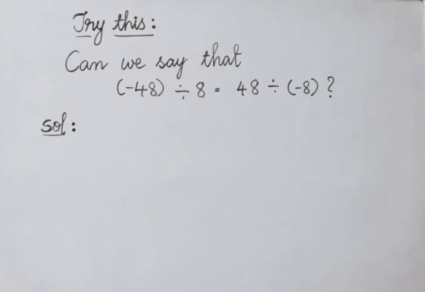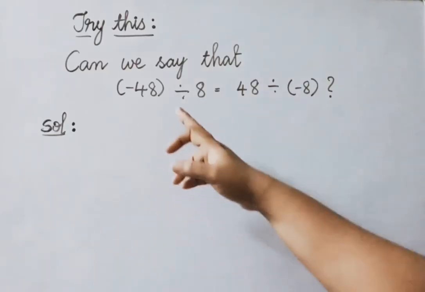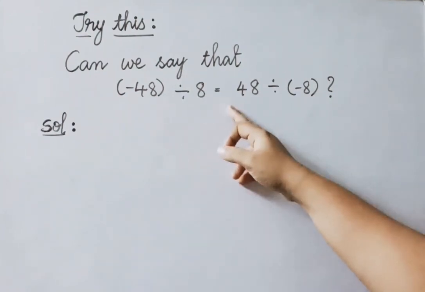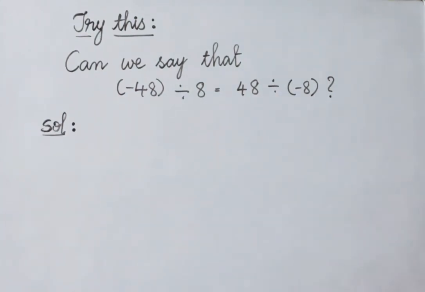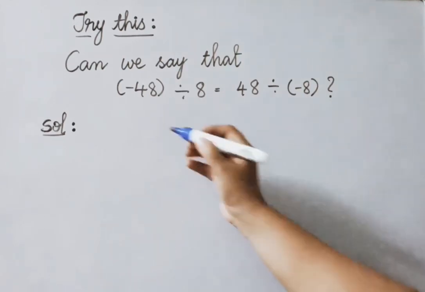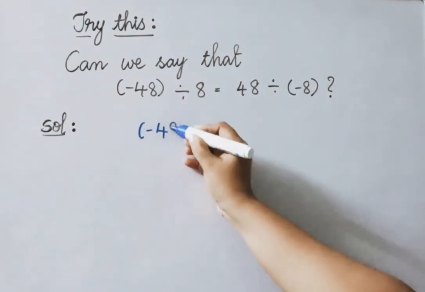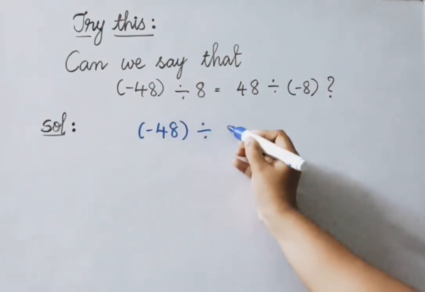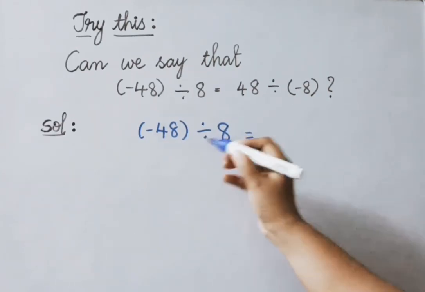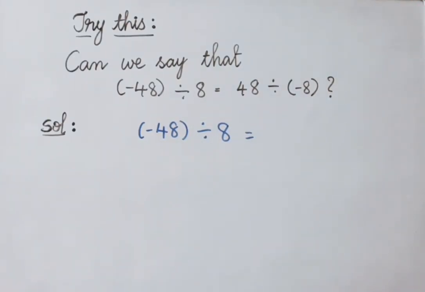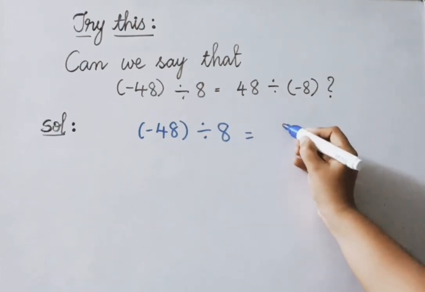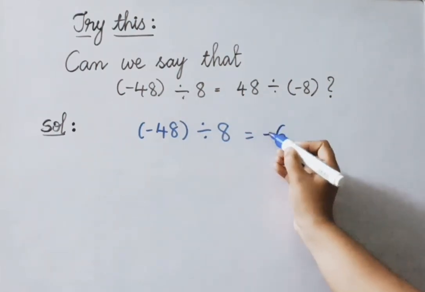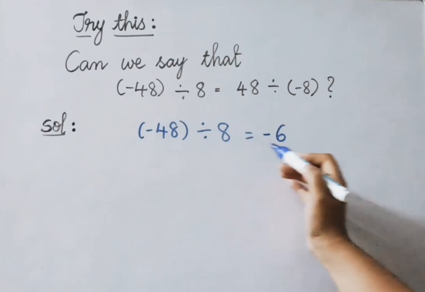See now, try this. Can we say that minus 48 divided by 8 is equal to 48 divided by minus 8? Let us check now. See the solution. Minus 48 divided by 8. 8 table 48, how many times is it going to divide? 6 times. And keep the minus sign. So minus 48 divided by 8 is minus 6.